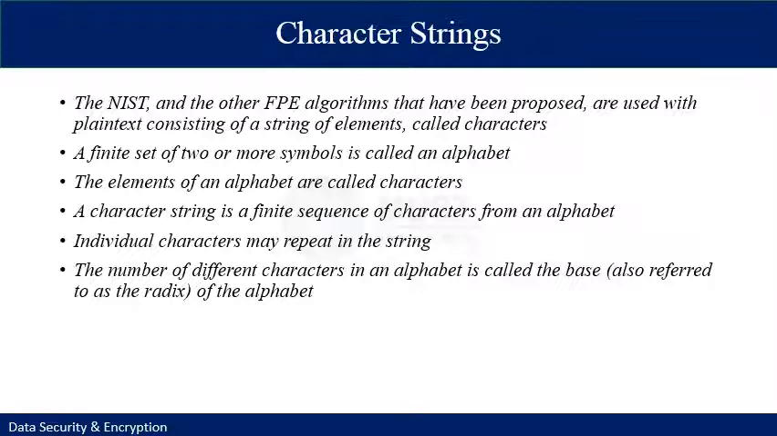The number of different characters in an alphabet is called the base, also referred to as the radix of the alphabet. So the number of different characters in English is 26. So the radix of English is 26. If we refer to the radix of a binary number, it is 2. If we refer to the radix of integers, it is 10 decimal numbers.